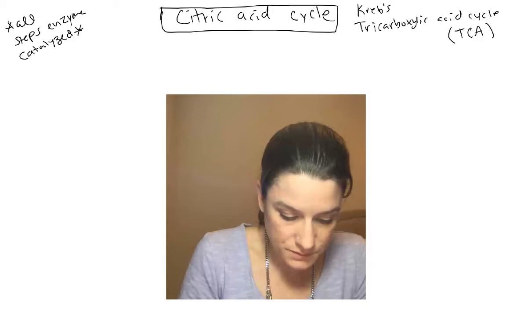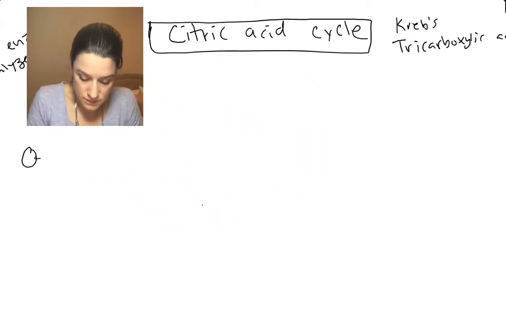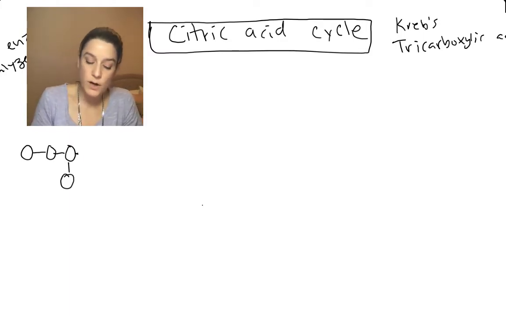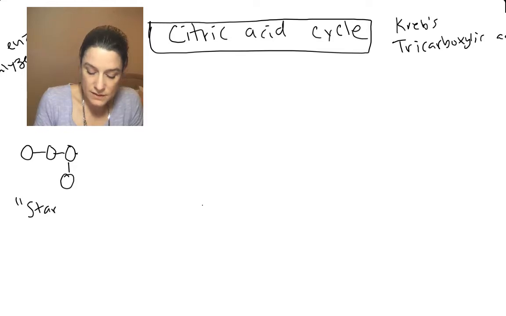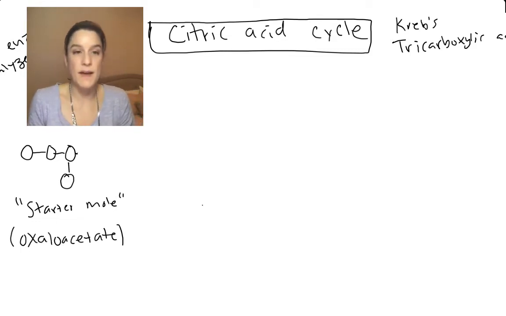All right, so here's our starter. And again, I'm drawing this like in the other sections very schematically, but it's a 4-carbon compound. Just like any cycle, there's a starter molecule, which is going to be the ending molecule. This one's name is oxaloacetate. I'm not too concerned about that, but there you go.